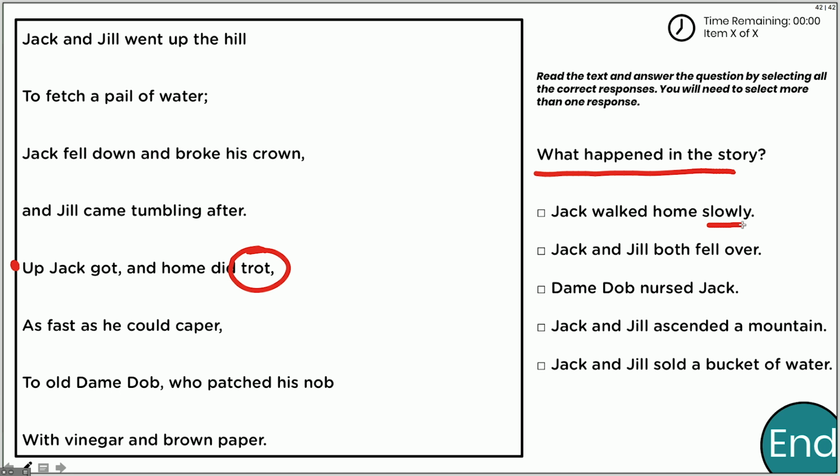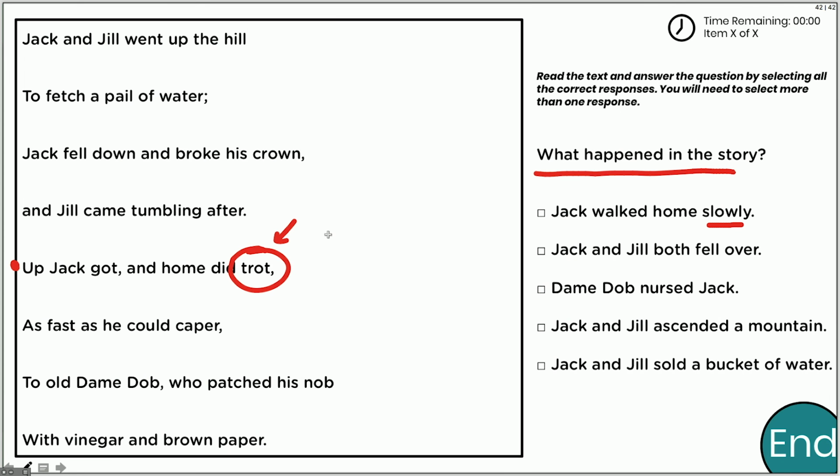Well, this is actually not a synonym, it's an antonym. Slowly has a different meaning to trot. Trot means to walk quite quickly. So what the answer option says is Jack walked home slowly. What the text says is that he walked home quite quickly. They contradict each other. So you haven't found a synonym here. They haven't said the same thing. In fact, they've used a similar word like slowly and quickly, but they contradict. So I'm not going to choose that one.